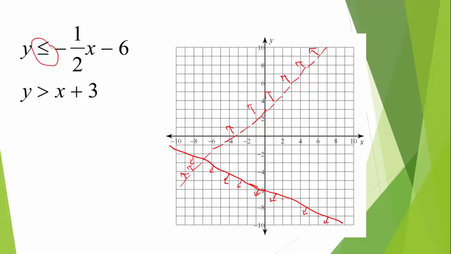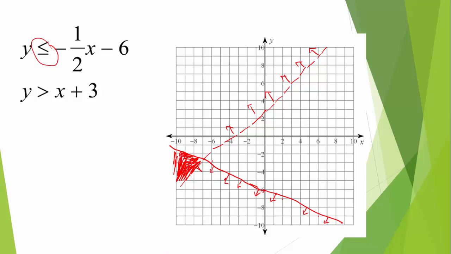Now, you'll see where my arrows come into play here. The reason why I'm using the arrows is I'm going to shade the region where both of my boundary lines are pointing. And if you look right here, the dotted line is pointing and the solid line is pointing. So it is in this region that both inequalities are true.